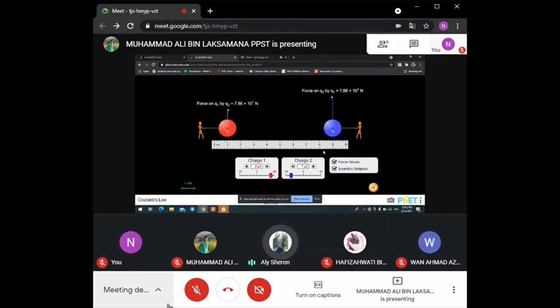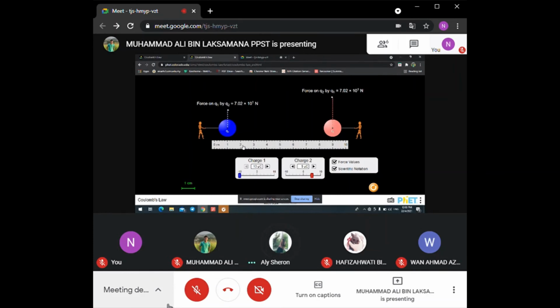For the third experiment, charge 1 is set to negative 10 microcoulomb and located at 1 centimeter. Then charge 2 is set to 5 microcoulomb and located at 9 centimeter. The force of charge 1 on 2 is 7.02 times 10 exponent 1 Newton, and the same goes for the force of charge 2 on 1. So the force is still attractive.